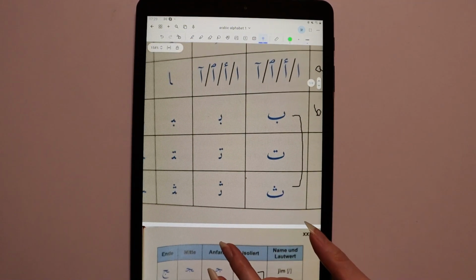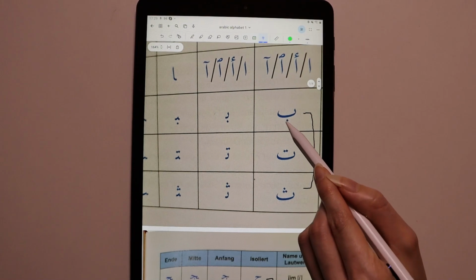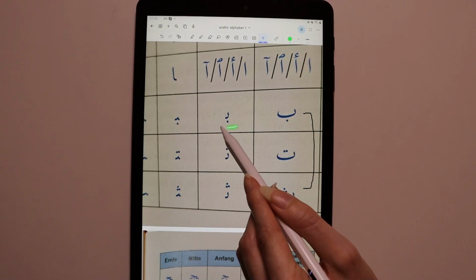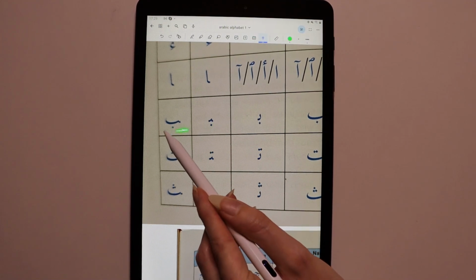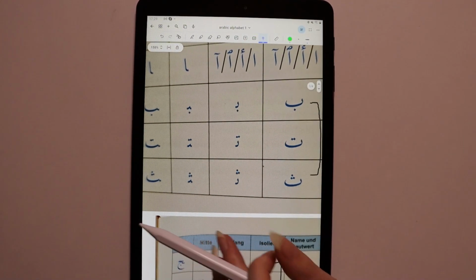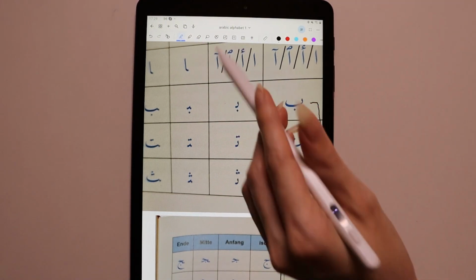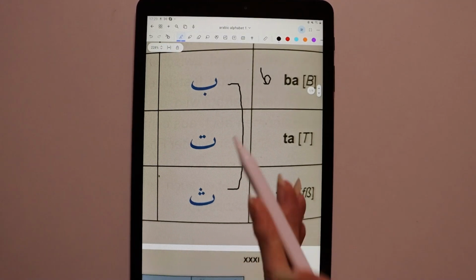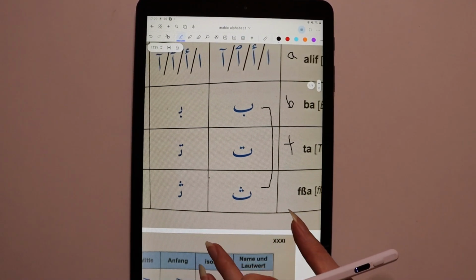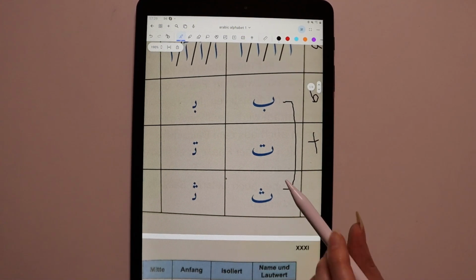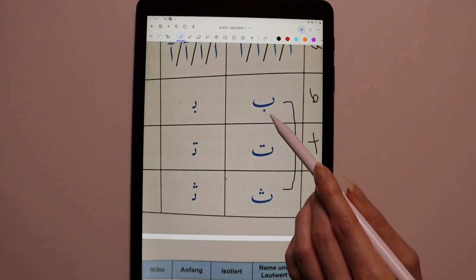So yeah, the ba is a B sound. This is the isolated ba. This is the beginning form. This is the middle form, and this is the end form. Then we have the ta, and this is like a T. It looks like the ba, but the difference is that there are two dots on top of the letter and not below the letter.